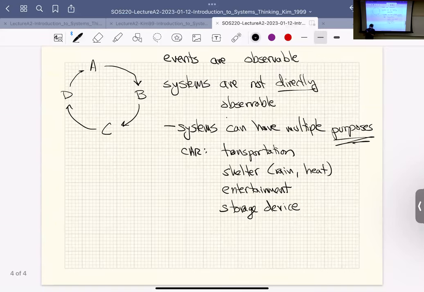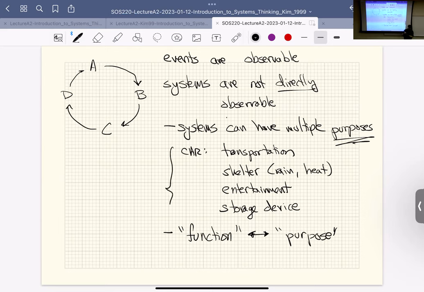And so this is a big reason why I like to use the word function instead of purpose. For one, purpose sounds weird to me with natural systems. Like, what's the purpose of a tree? It sounds a little creepy. But function suggests something that's a little more agnostic. And it's easier for me to picture multiple functions. It's harder for me to say multiple purposes.